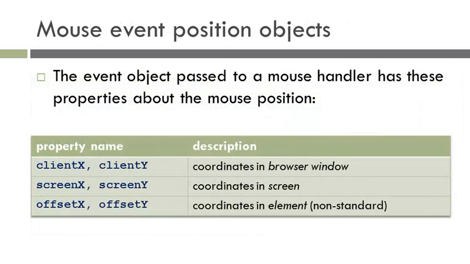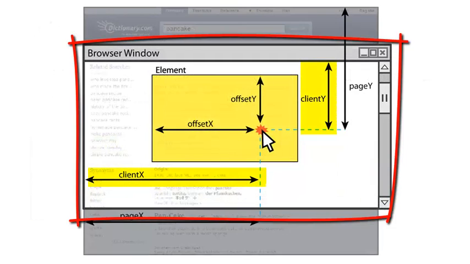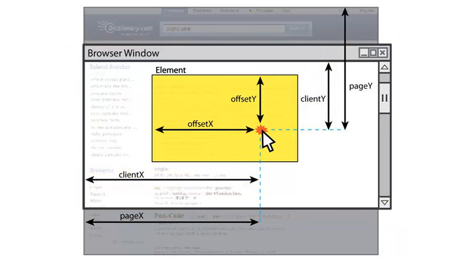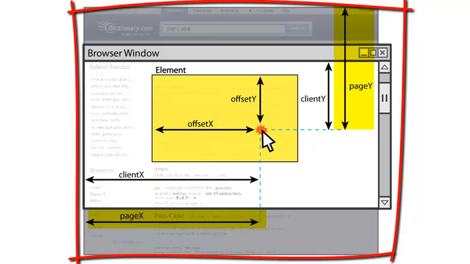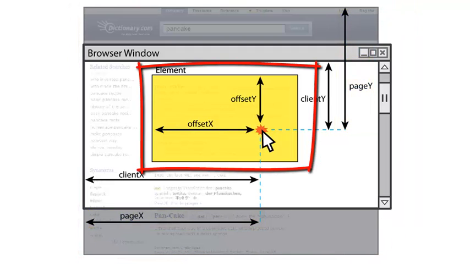The event object passed to a mouse handler has these properties about the mouse position: clientX and clientY, screenX and screenY, and offsetX and offsetY. Client X and Y are the coordinates within the browser window. Screen X and Y are the coordinates on the screen itself. Offset X and Y is a position within the element.